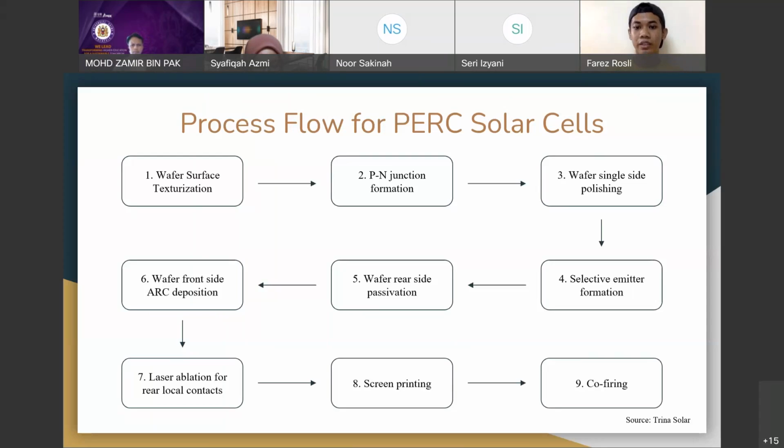So I will go with the first four process flow, which is wafer surface texturization, PN junction formation, wafer single side polishing, and selective emitter formation. And the rest will go to Haziq. So next slide.